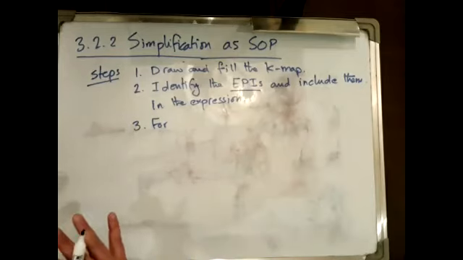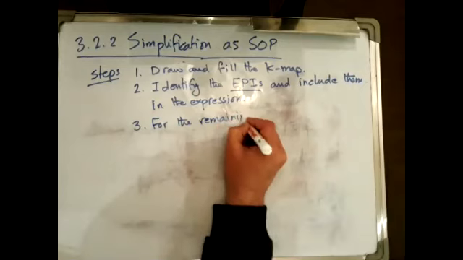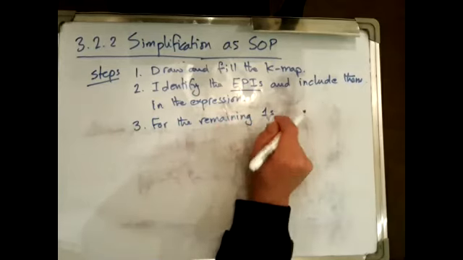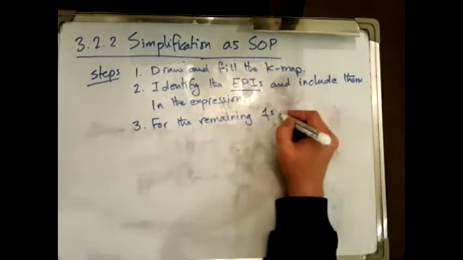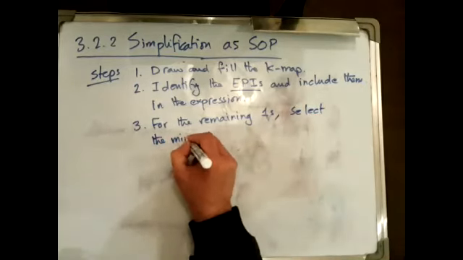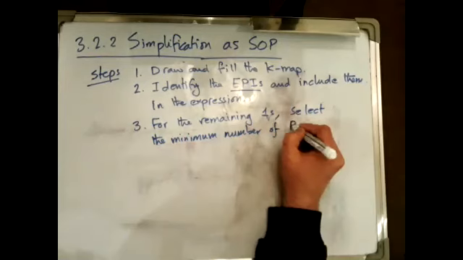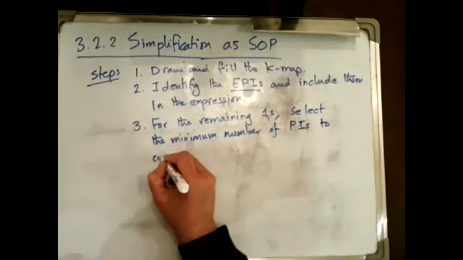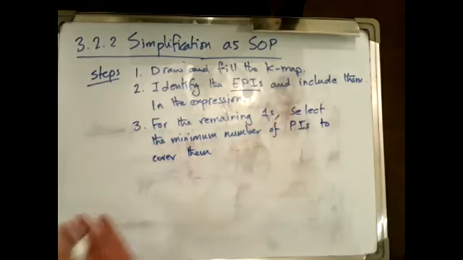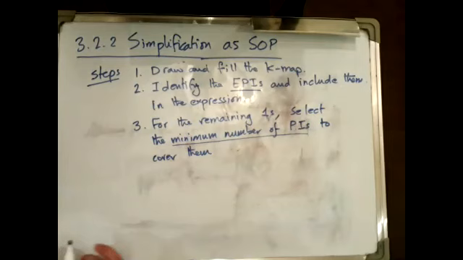So for the remaining ones that are not included in the essential prime implicants, how to cover them? Basically, select the minimum number of PIs to cover them. So basically, we always seek the largest rectangles, in other words the prime implicants, and the fewest number of rectangles to cover them. Use the minimum number of prime implicants to cover them. Okay.